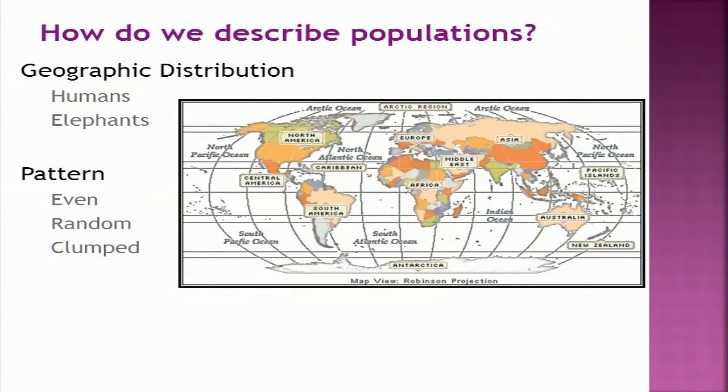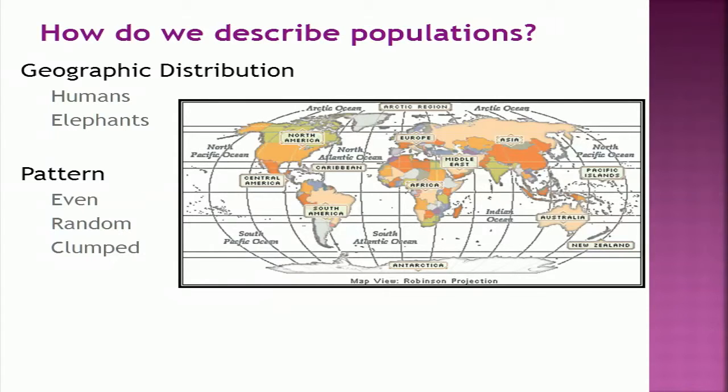Researchers have several ways to describe how populations inhabit an area. Geographic distribution is where individuals are located. For example, humans' geographic distribution is all over the world, while the elephant's geographic distribution is Asia and Africa. Another way to think of geographic distribution is range. Researchers can see patterns of how organisms inhabit an area.